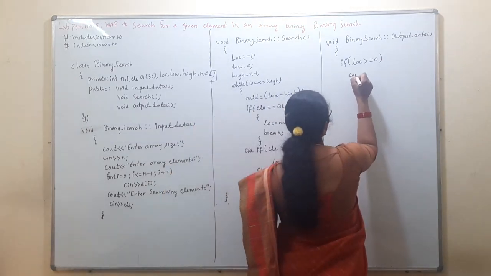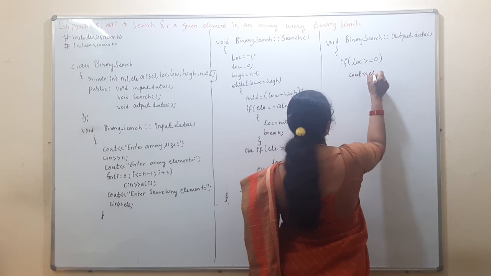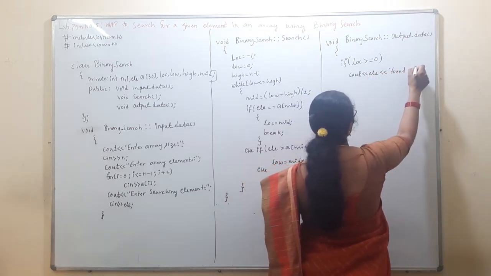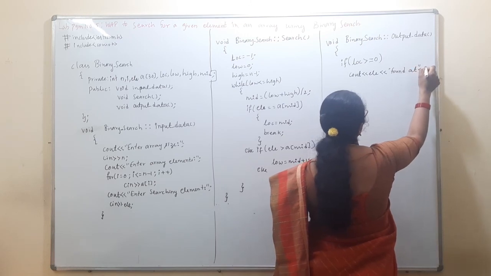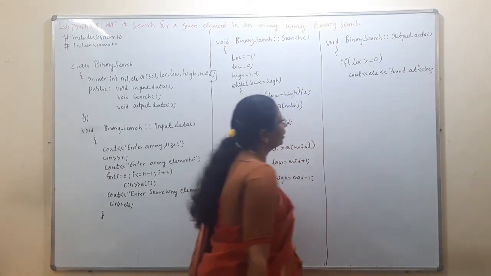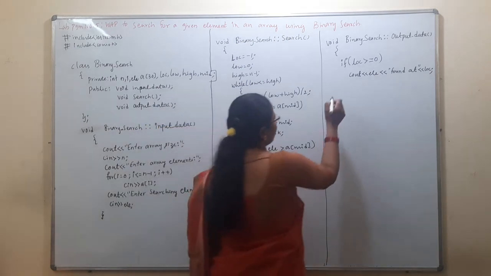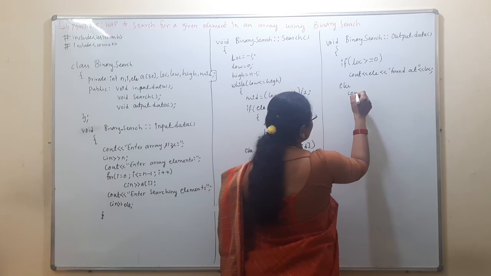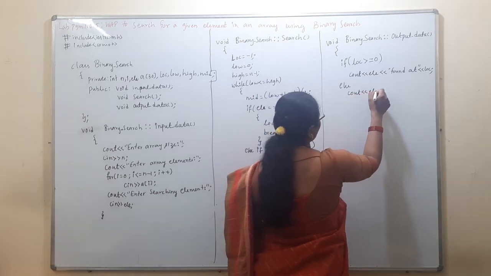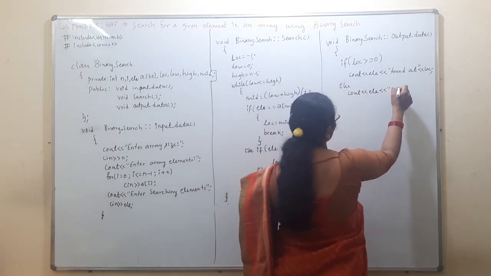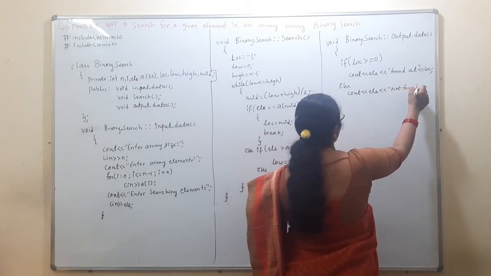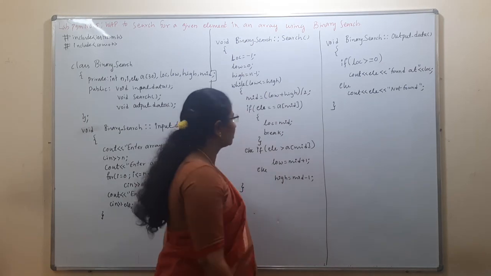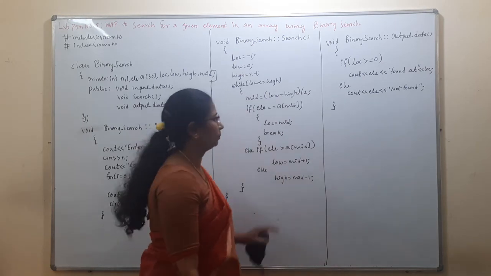So here cout the searching element found at the given location. Found at location. Else, if you want, you can frame the sentence according to you. Cout the element not found. Element not found. So this is in the output. So that is called your step 5.